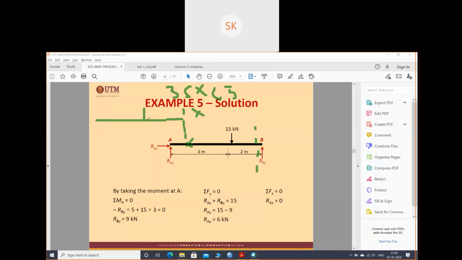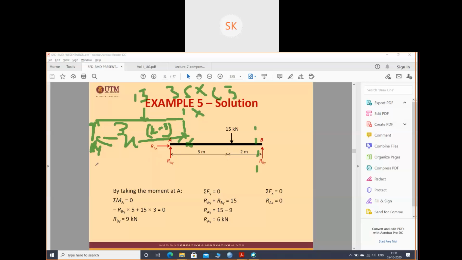This is the section where 15 kilonewton is acting at some point. Suppose this is the RA, which is at a distance of x meters, and from RA to 15 is 3. So how much will this one be? x minus 3, right? This is the x distance, and from RA to 15 it is 3 meters. So this is the x minus 3 distance.